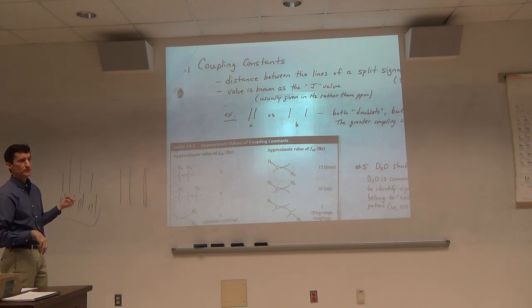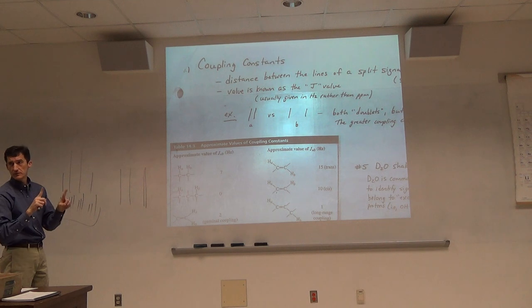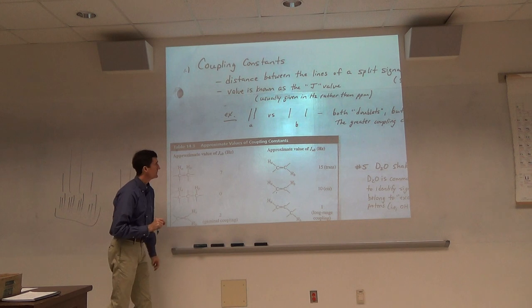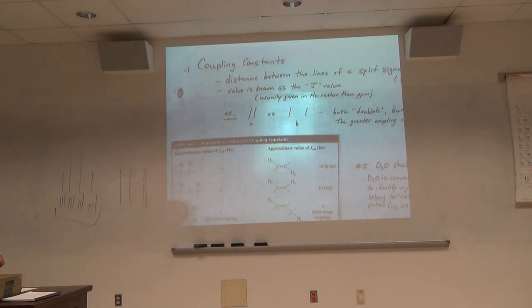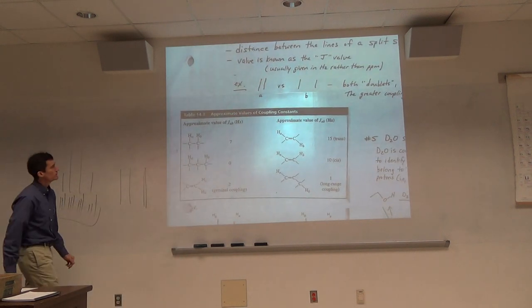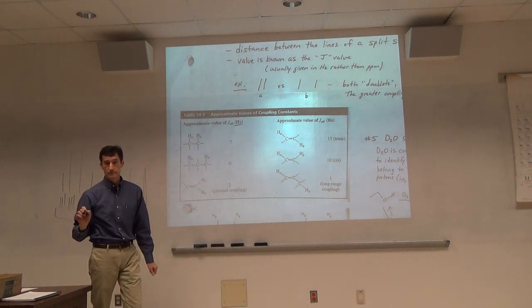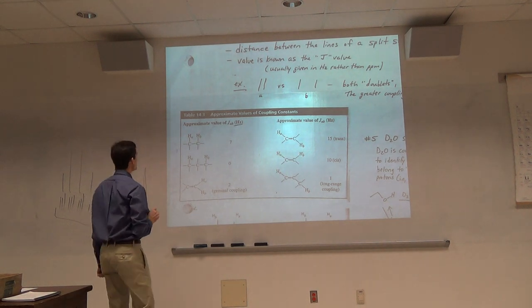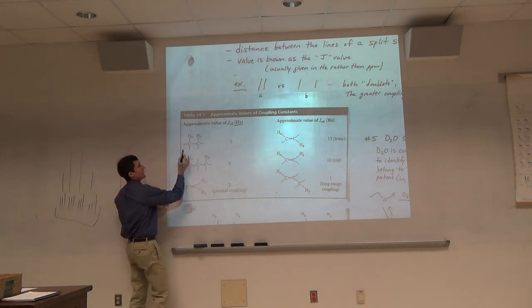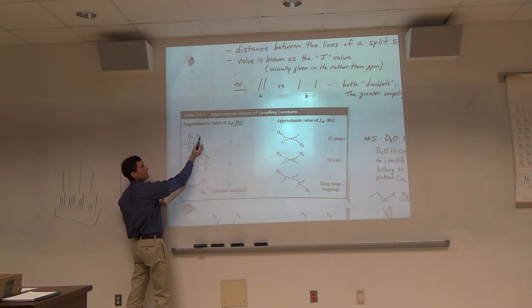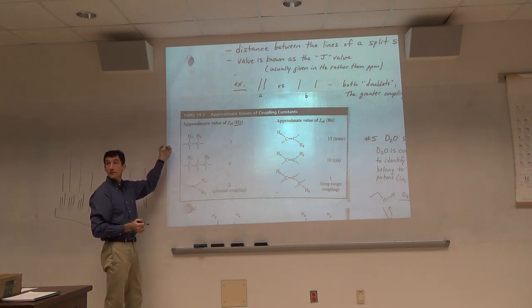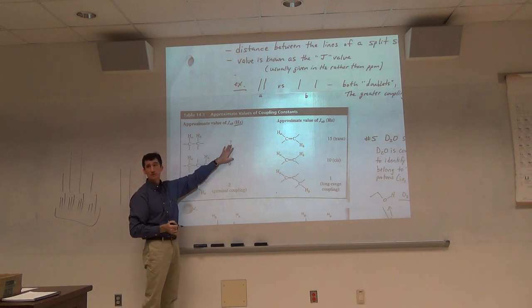And usually, in my opinion, you talk about coupling constants with doublets. But it really can be with any type of peak, triplets. Doublets are the most important. Here are some examples of coupling constants. Coupling constants are in hertz, not ppm. Coupling constants between H's that are within the three sigma bonds, the ones we've been talking about thus far, is typically about 7 hertz. That's really meaningless, okay? But there's a number.